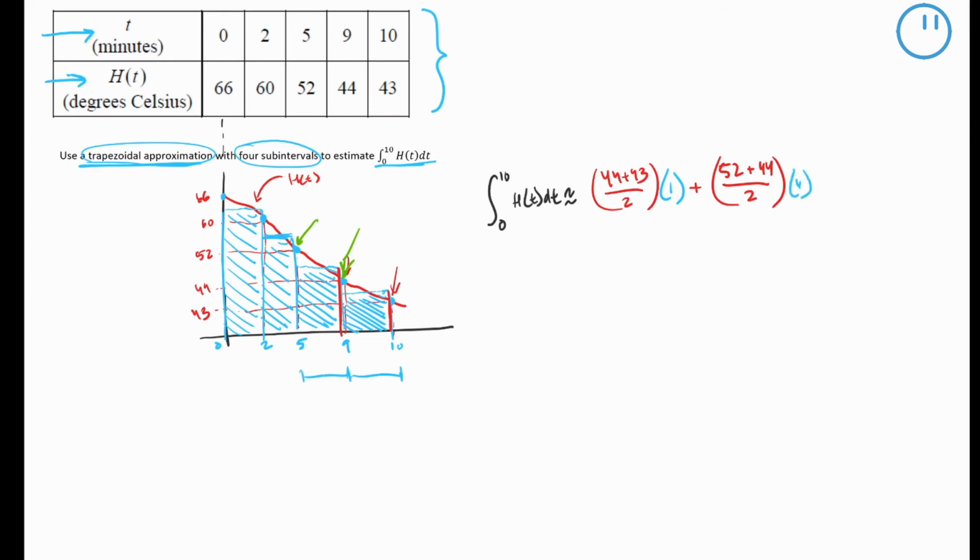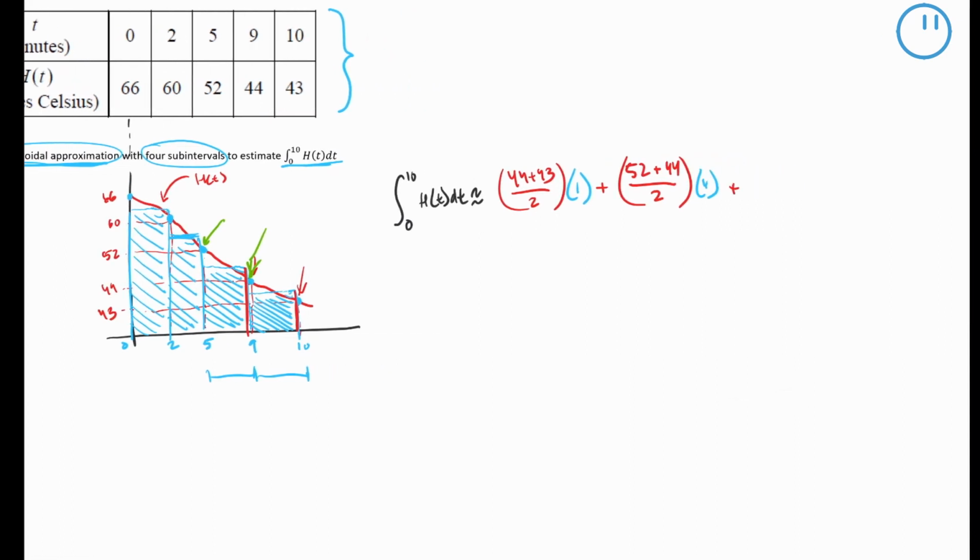Kind of running out of room here. I'm going to scoot to the right. Plus the height of this rectangle, which is the average between this point and this point. So (60 + 52)/2 times the step size from 2 to 5, which is 3. And lastly, plus the height of this rectangle, which is going to be the average between this point and this point. So (66 + 60)/2 times the step size from 0 to 2, so times 2.